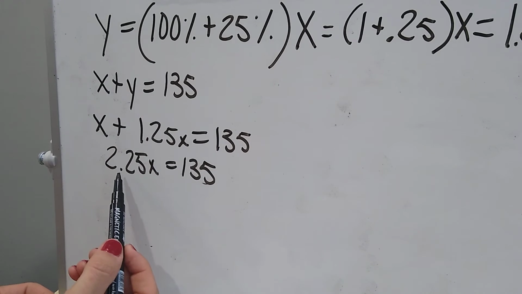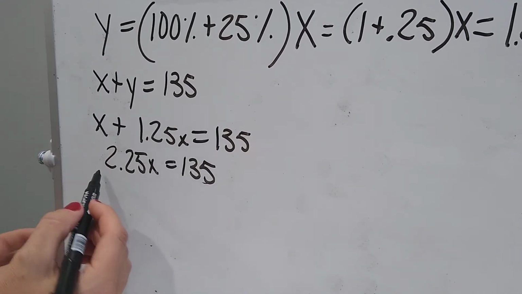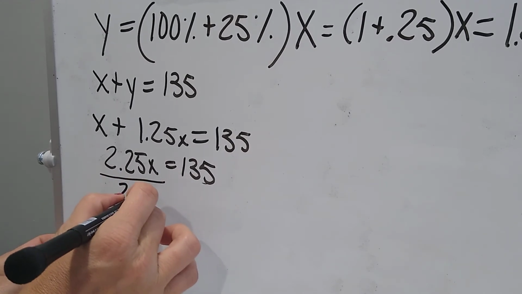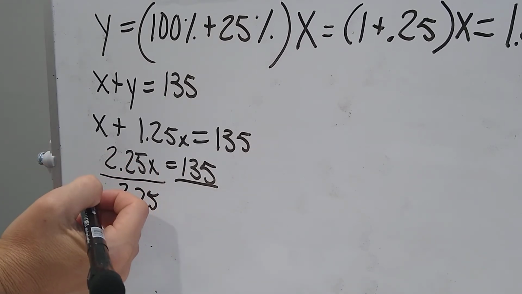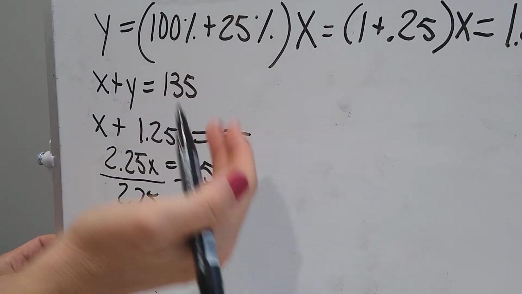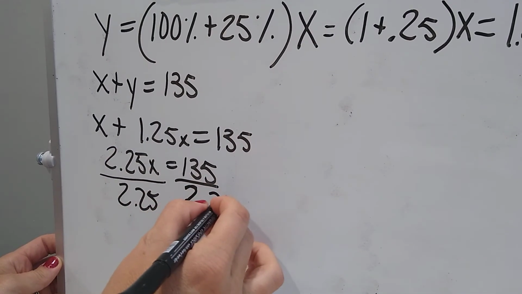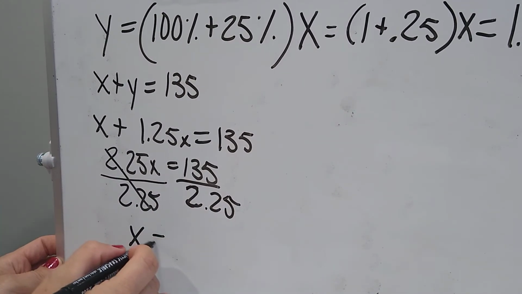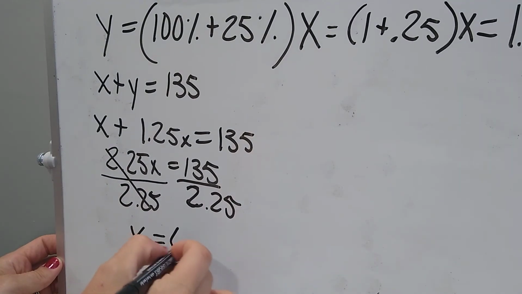So we can see 2.25 is being multiplied to x. So I'm going to divide by 2.25 so that that 2.25 will cancel out. But whatever is done to one side of an equation, and hopefully it's going through your mind the rest of that sentence, must be done to the other. So we also have to divide this side by 2.25. These cancel out, which leaves us with x. And if you plug this into your calculator, you will get 60.